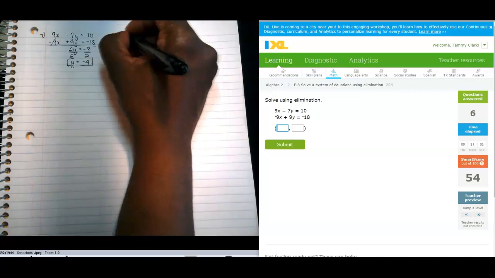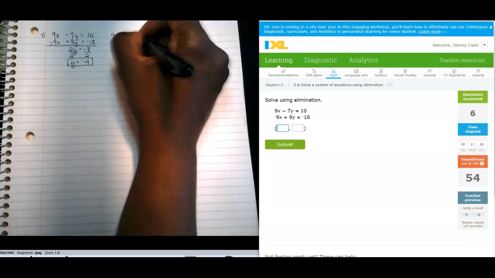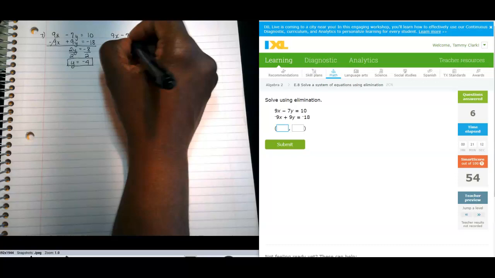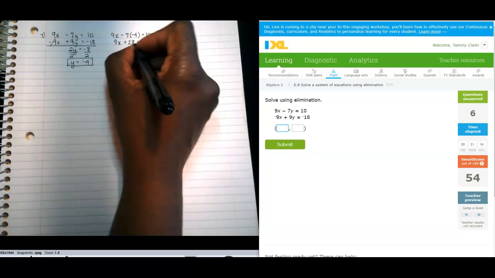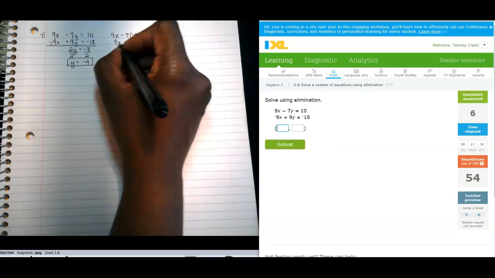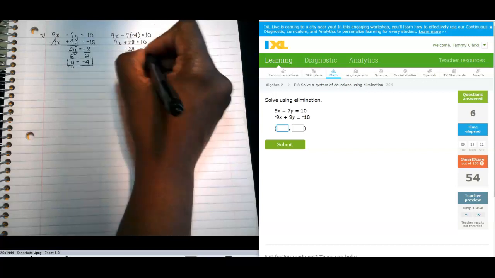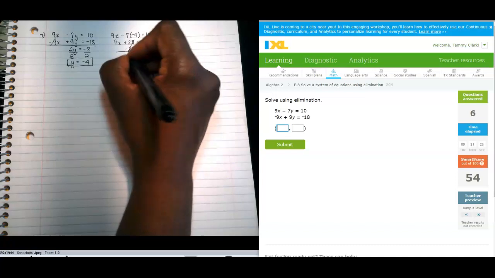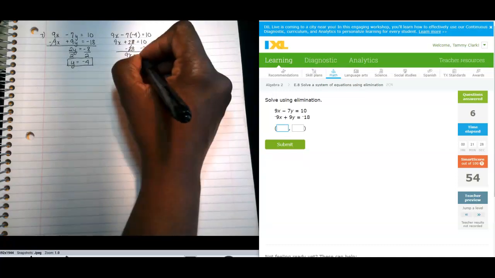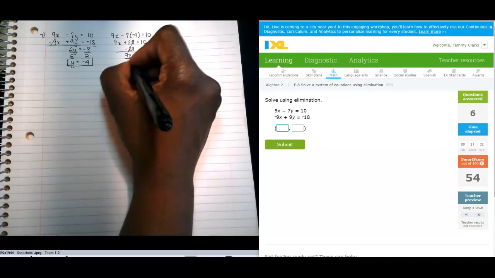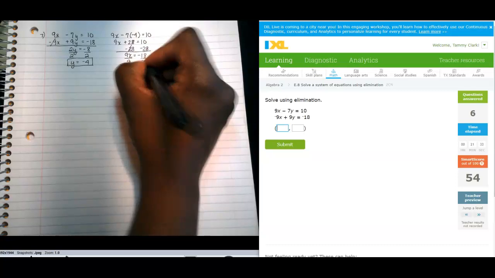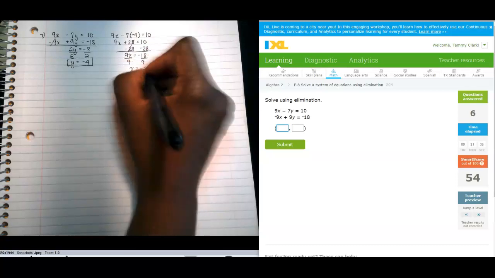That's 9x minus 7 multiplied by negative 4 is equal to 10. 9x plus 28 is equal to 10. We want to eliminate the 28 so we can start getting the x by itself. So we're going to subtract 28 from both sides of the equation. That leaves us 9x equals negative 18. We divide by 9 on both sides of the equation. Therefore, x is equal to negative 2.